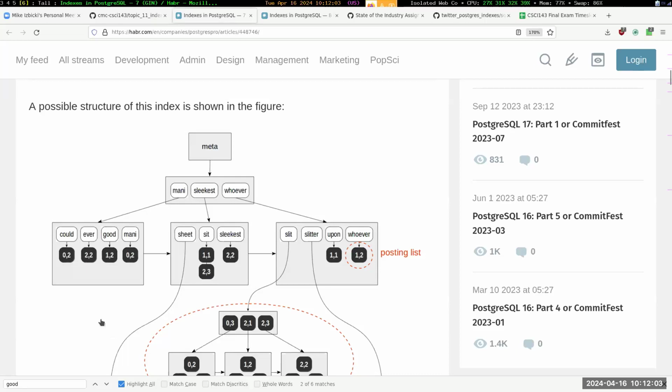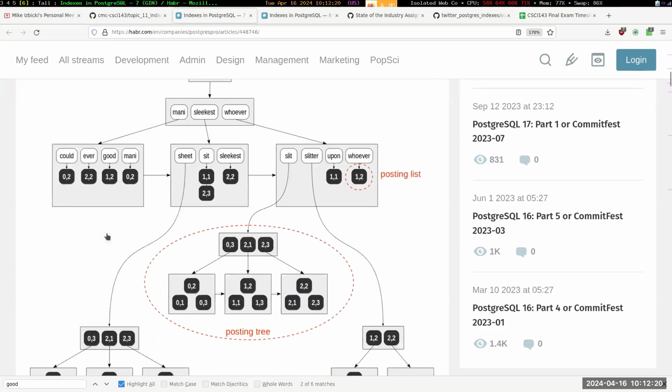If we're doing a search for the word good in our full text search system, we want to find all the documents that contain the word good. Then we traverse this B tree the same way we've traversed the previous B trees, looking for the word good. We find it, and we see there's only one tuple ID right here. So only one line contains the word good.